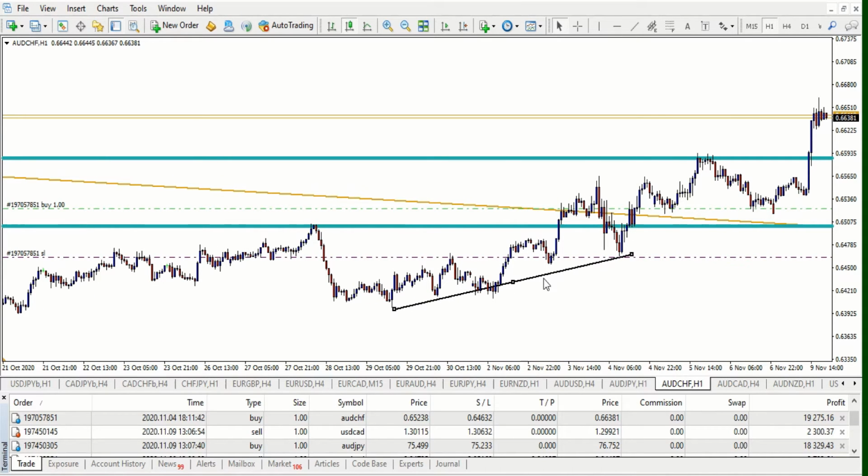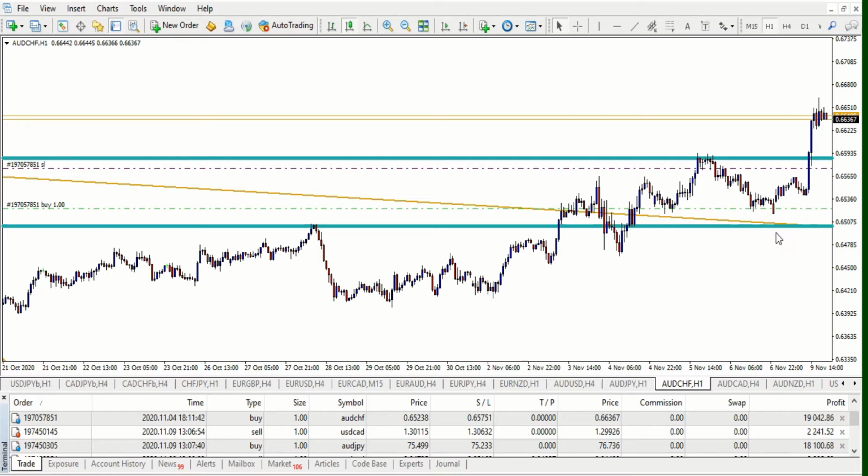Now you can see that it's actually deep in profit, and what I'll do now is close out my position about there to put me in a good risk-free trade.